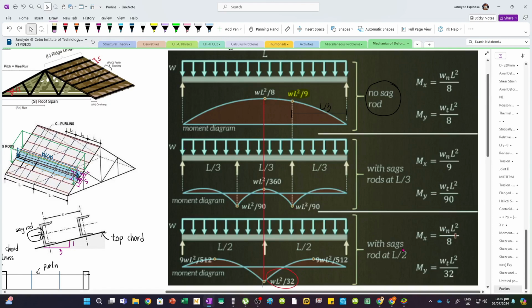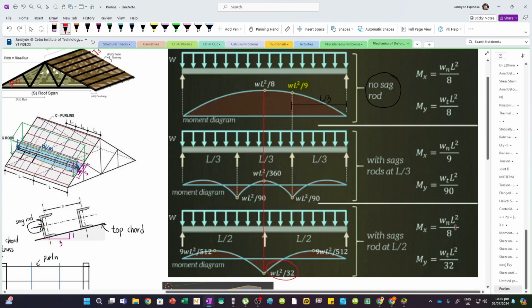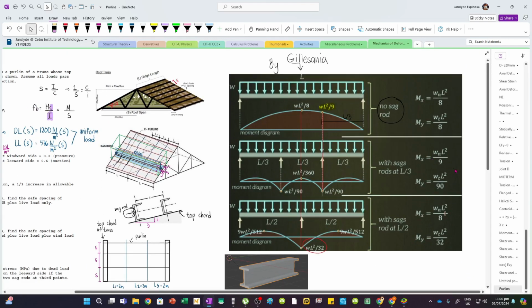That's why, if you have sag rods at L over 2, then you're gonna use WL squared over 8 for the bending about X, and then for the bending about Y, you're gonna use divided by 32. But again, for 2 lines of sag rods, you have to use WL squared over 90, and then yung katumbas niya is WL squared over 9. So this will define the maximum moments about the different axes.